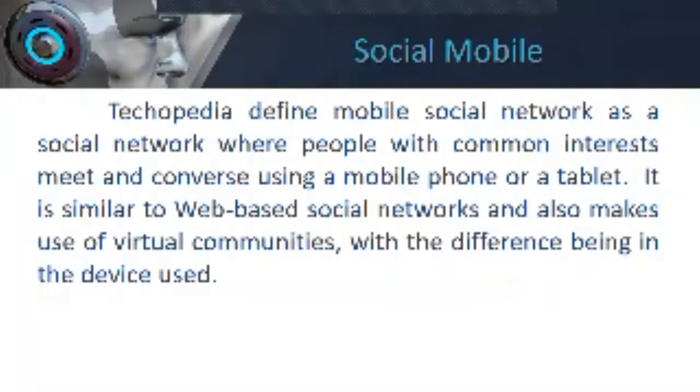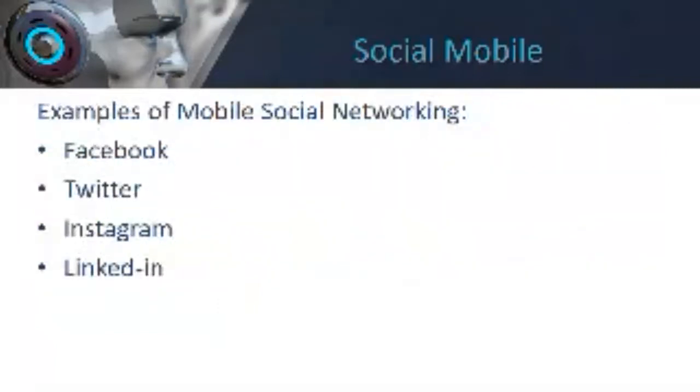The next topic is social mobile. Technopedia defines social mobile as a social network where people with common interests meet and converse using a mobile phone or a tablet. It is similar to web-based social networks and also makes use of virtual communities, with the difference being in the device used. Examples of mobile social networking are Facebook, Twitter, Instagram, and LinkedIn.